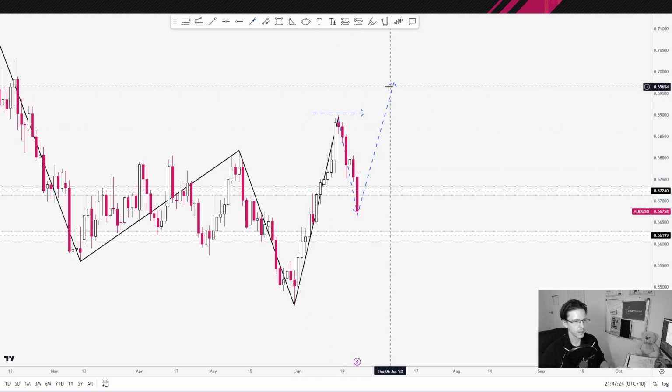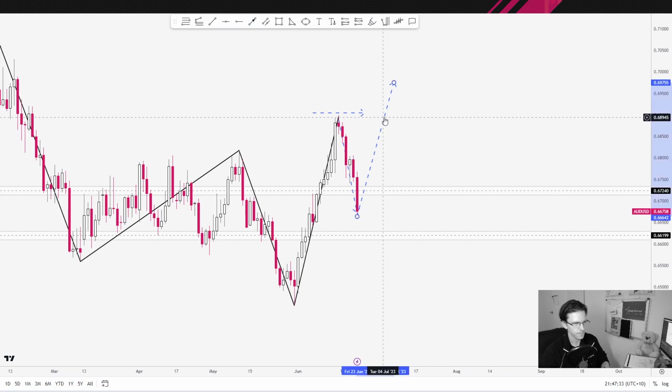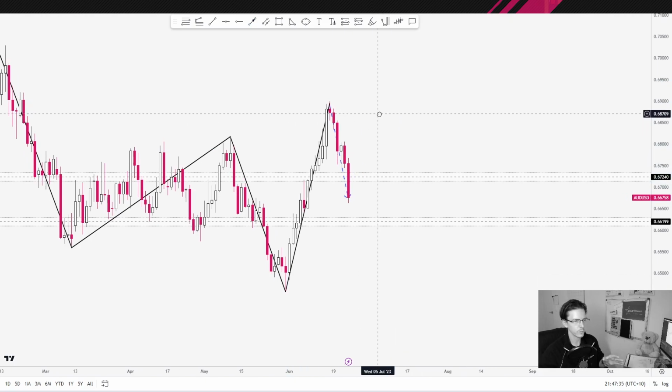So if I get a higher close above this previous high, then I'll wait for a pullback back down into this level, and then I look for long opportunities right there. That's what I'm waiting for.